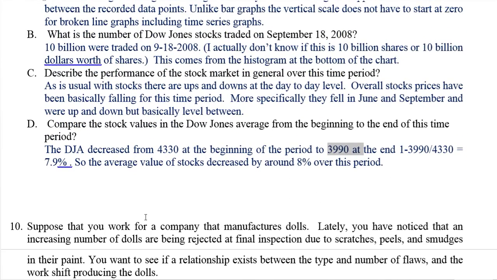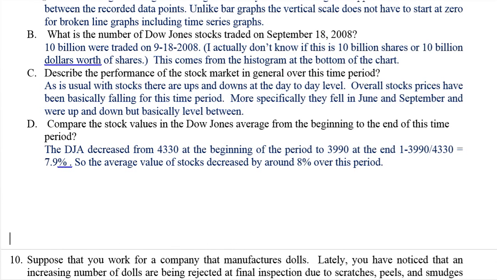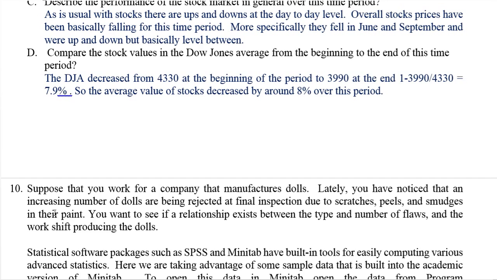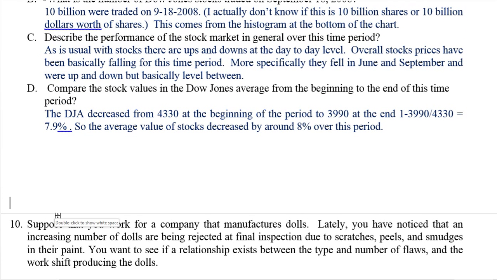Okay, let's go on to another question. Suppose you work for a company that manufactures dolls. Lately you've noticed that an increasing number of the dolls are being rejected at final inspection due to scratches, peels, and smudges in the paint. So you want to see if a relationship exists between the type and number of flaws and the work shift producing the dolls.